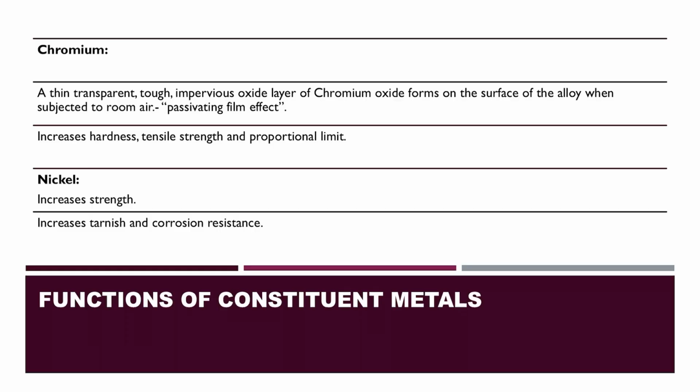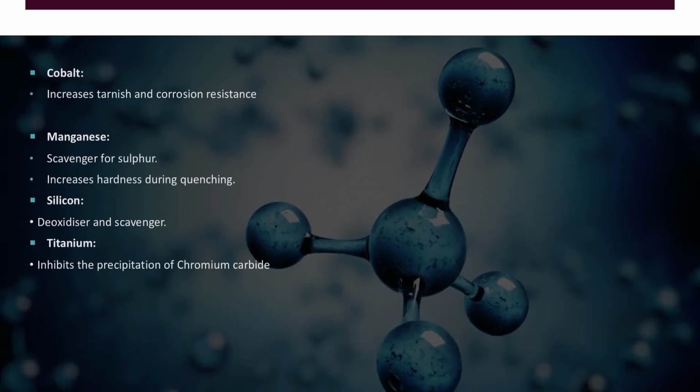Functions of constituent metals. Chromium. A thin, transparent, tough, impervious oxide layer of chromium oxide forms on the surface of the alloy when subjected to room air. This is called passivating film effect. It increases hardness, tensile strength and proportional limit. Nickel increases strength, increases tarnish and corrosion resistance.